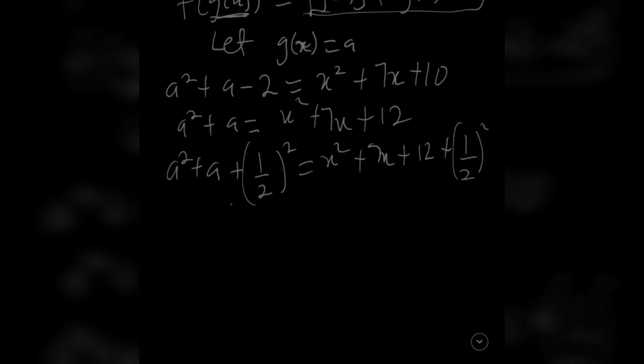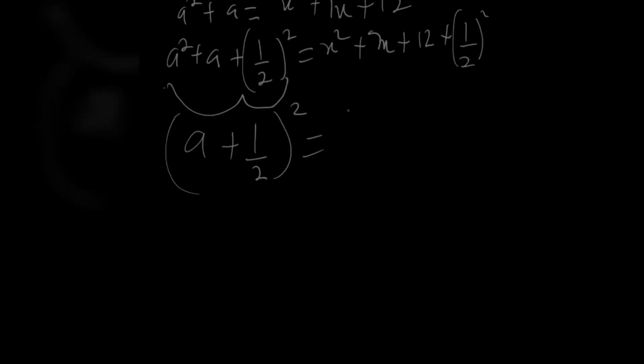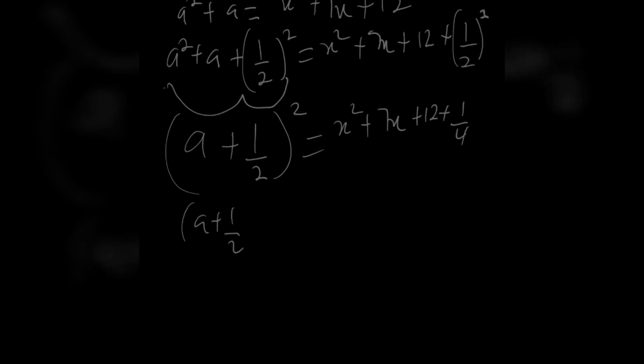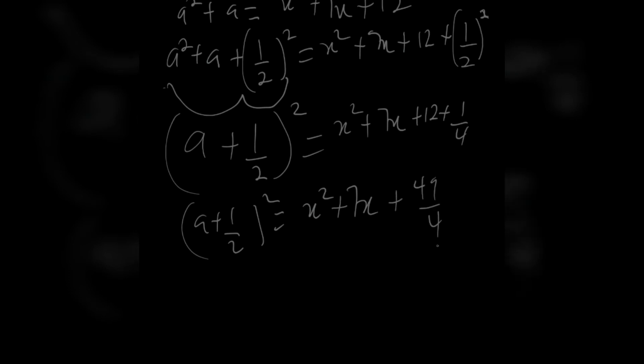Okay, so the method of completing the square implies that this whole expression over here is the same thing as a plus half all squared. If you expand this, it is exactly the same thing that you get. Equals x squared plus 7x. Half squared is 1 over 4. So we get 12 plus 1 over 4. A plus half all squared will be equal to x squared plus 7x plus 12 plus 1 over 4. 4 times 12 is 48 plus 1 is 49. So we get 49 on 4.